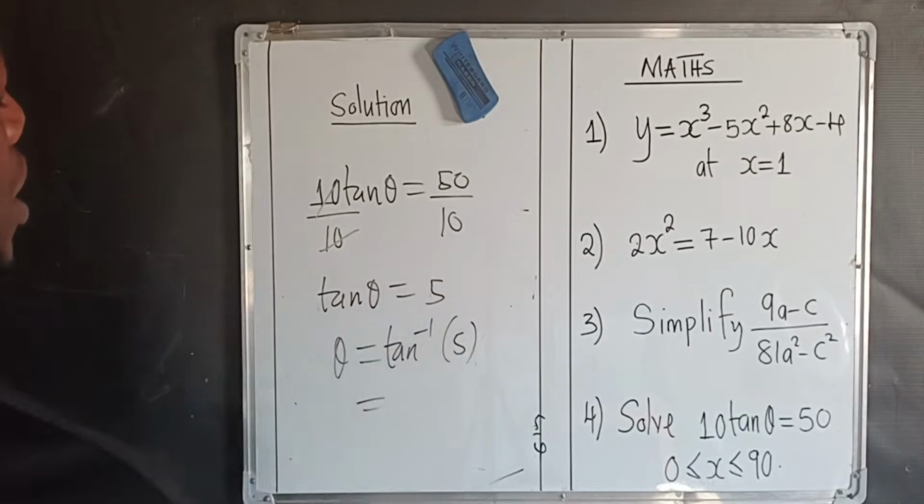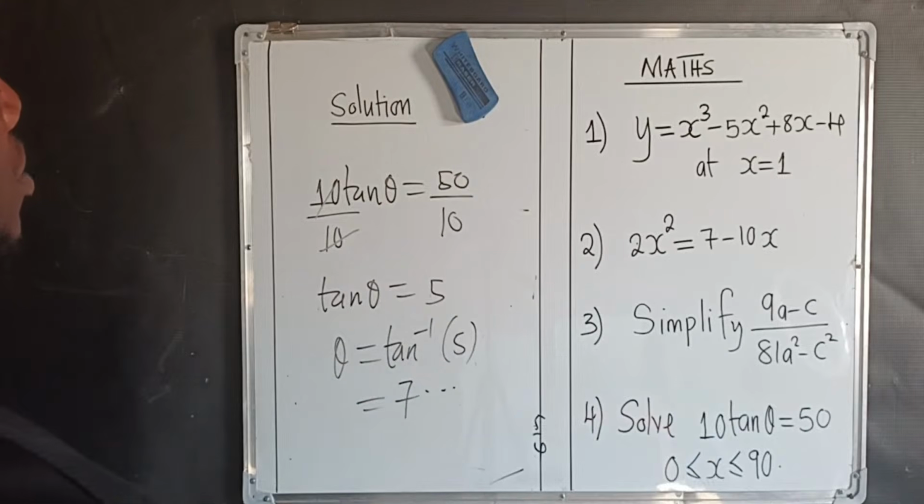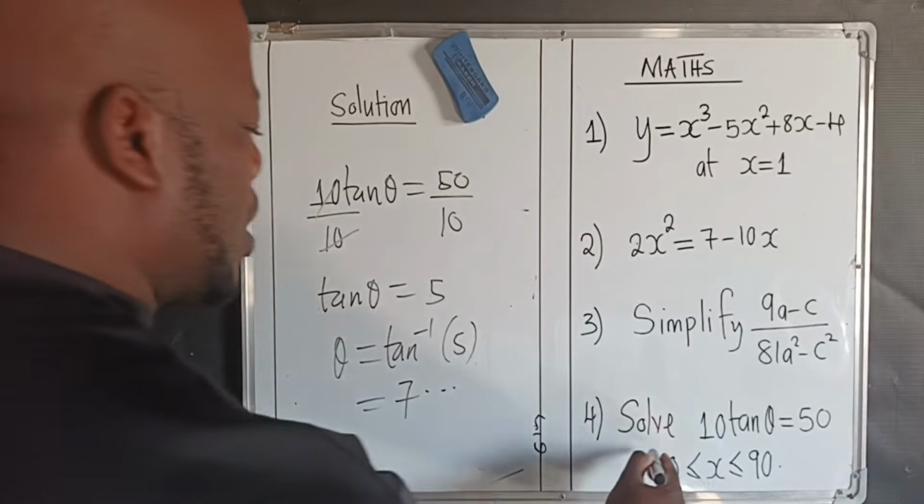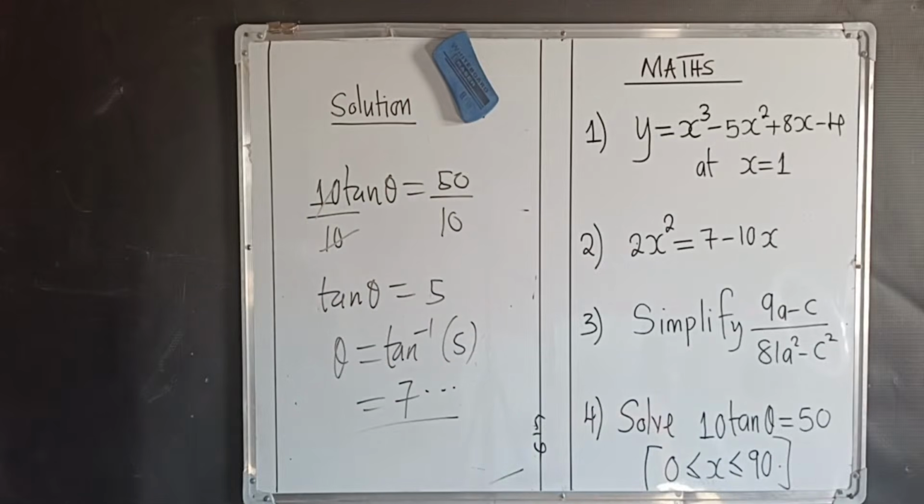When you punch on your calculator, I think it's going to give you 70 something, 78? Yeah, something like that. That's the answer, because the range here is from 0 to 90. So it's only one solution for this question.